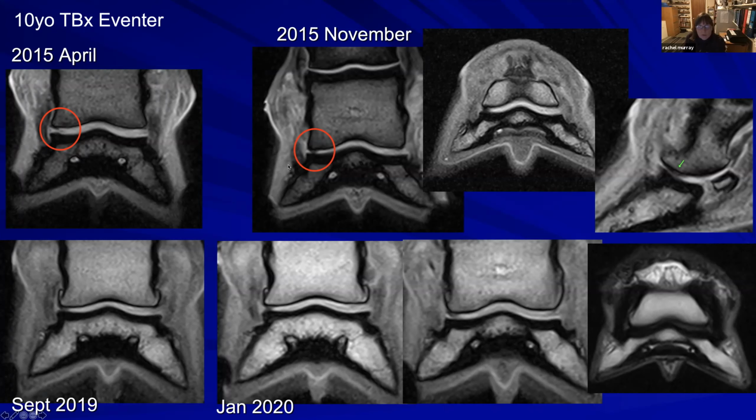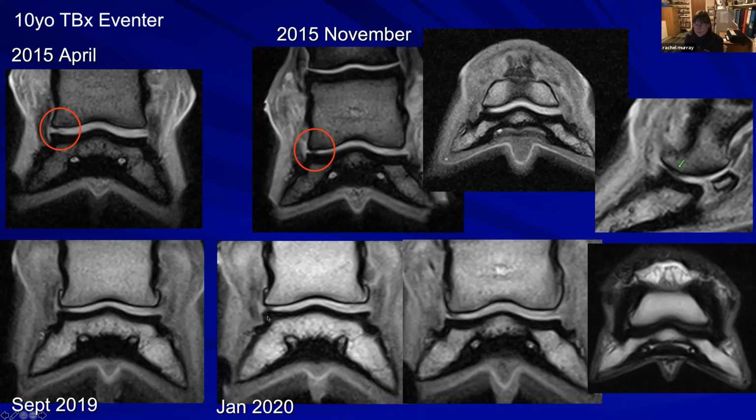This horse was followed later on, and we continue to have fairly similar findings. Here we've got T1, T2 star, and T2 fast spin echo. We can still see this on all of the different imaging sequences, and we can see this again 4 years later. It's still very similar.